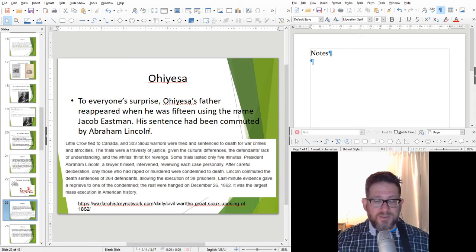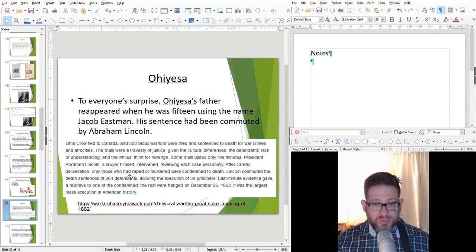And something very surprising happens. Ohiyesa's father reappears. He's now 15 years old. He was 4 years old when his father disappeared. He shows up. It turns out that Abraham Lincoln had commuted his father's sentence, so he was not executed. And in fact, most of the people who were caught in the Sioux uprising had their sentences commuted. They still did hang over 30 Native Americans, and it was the largest mass execution by the U.S. government still to this day.